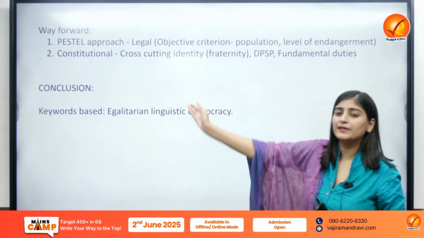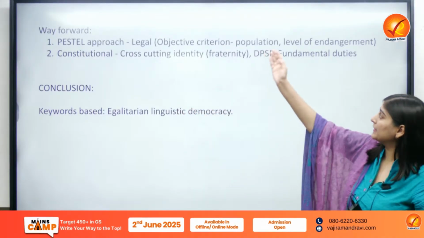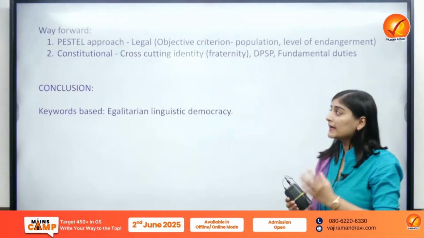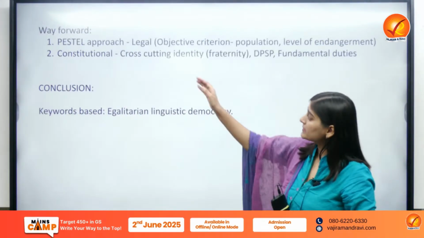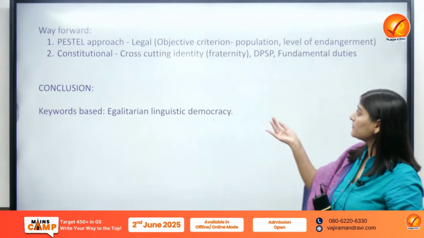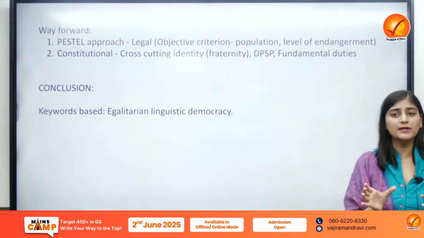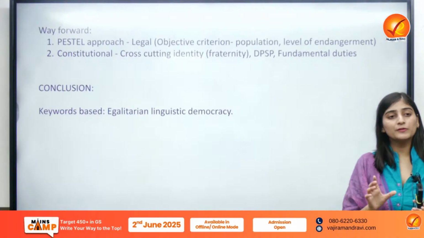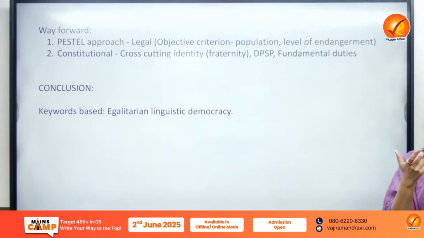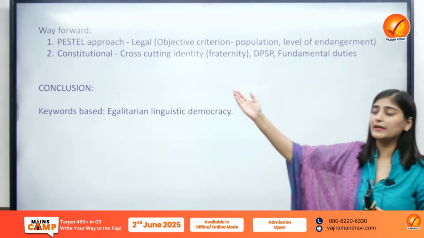Again, cross-cutting identity. If you have not used fraternity, DPSP, fundamental duties, you can pick out some good keywords from these. What you do is just take the Preamble, fundamental rights, DPSP and fundamental duties, and create a glossary of good keywords. Some 8 questions come from this constitution part. So you can use those keywords and repeat them. There will be multiple keywords that you can use in different answers.